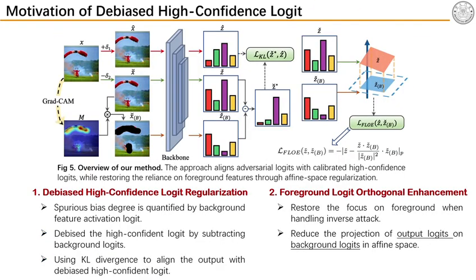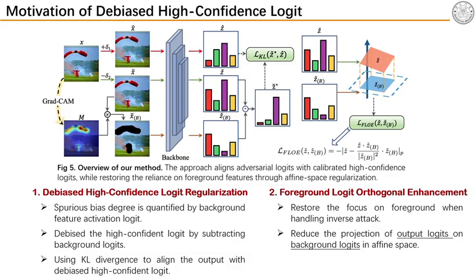So, how do we fix this issue? We propose a very simple yet effective method. It works in two steps. Step 1: removing focus from the background. We do this by computing the background logits and subtracting them from the normal logits. This simple subtraction performs a debiasing operation, and we then train the model with these debiased logits.